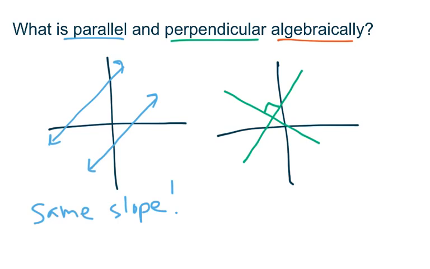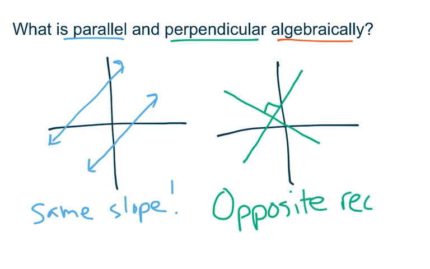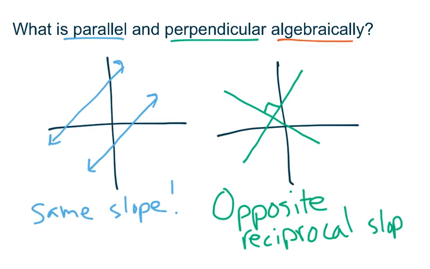Perpendicular, though, is a little more complicated, so you have to bear with me on this phrase here. You need the opposite reciprocal slope. Oops, ran out of room. Let's try that again. So what does that mean?